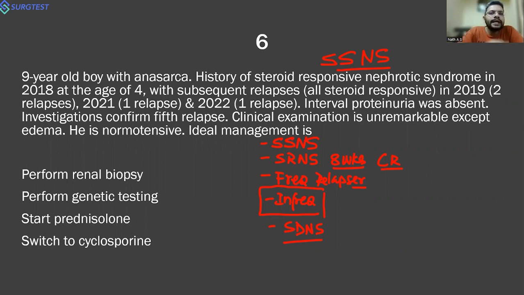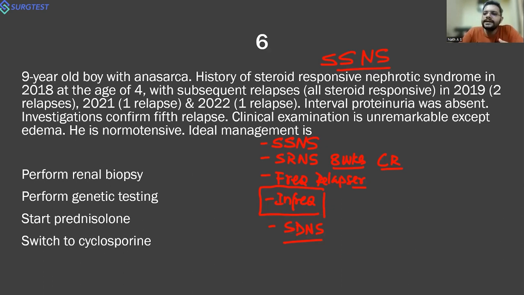So either during taper or within 2 weeks after stopping, if they relapse on an appropriate dose of steroid, then you call it steroid dependent nephrotic syndrome. So these are terminologies that you have to be familiar with. But it's very unlikely for you to get definition-related questions. You'll get management-related questions.